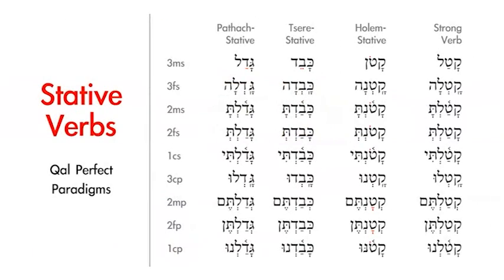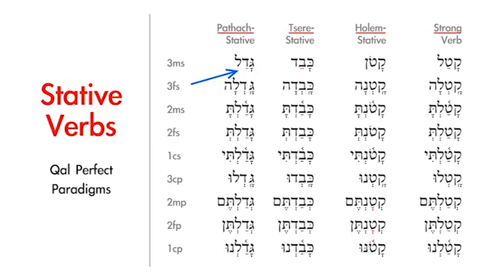Let's look at the stative verbs in the Qal Perfect. Now again, we're going to be looking at these stem vowels, so we'll begin with the patach stative, then move to the tsere stative, and then the holem stative, all the while keeping in mind our strong verb on the right for comparison. Now when it comes to stative verbs that are the patach stative verbs, you'll see the patach stem vowel, and the patach stative is inflected just like the Qal Perfect strong verb. So there's no change in spelling between the strong verb and the patach stative.